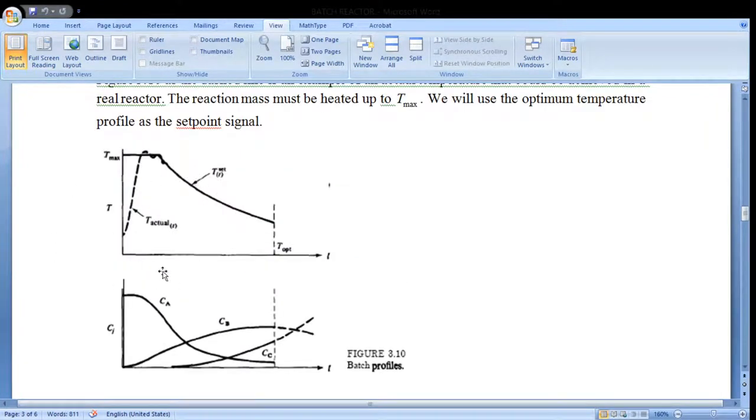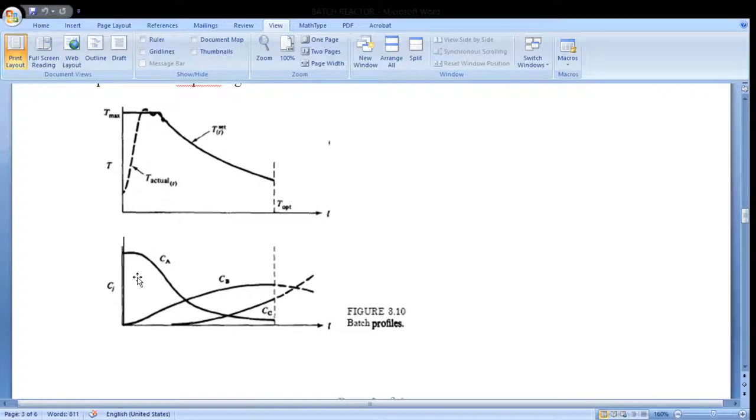This is how the profiles will look: the feed concentration continuously falls, no matter how C and B are getting produced. B is our desired product, so it keeps on being produced, and here it reaches its maximum. But at the same time, at this particular point C is also increasing, so this is not a feasible point to have. Somewhere we can end the batch here, where C has just started to form, and after that B must be removed. As soon as B is formed, the reactor must be stopped in order to avoid C.